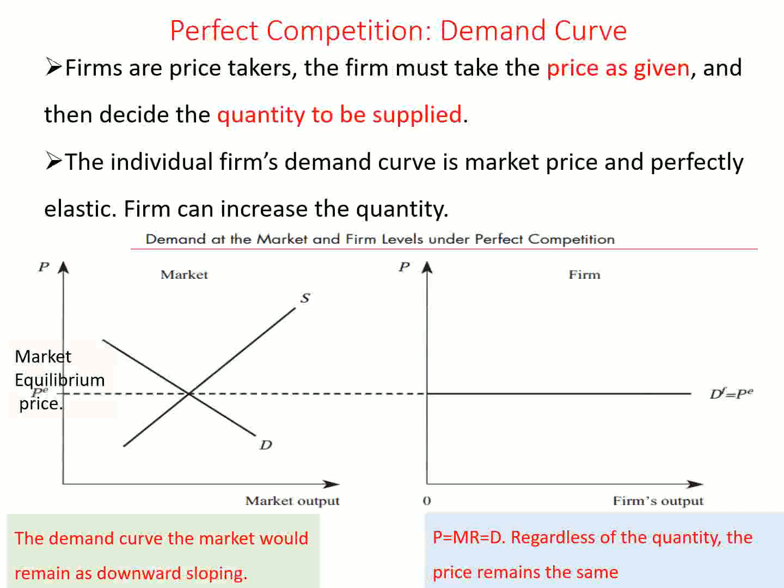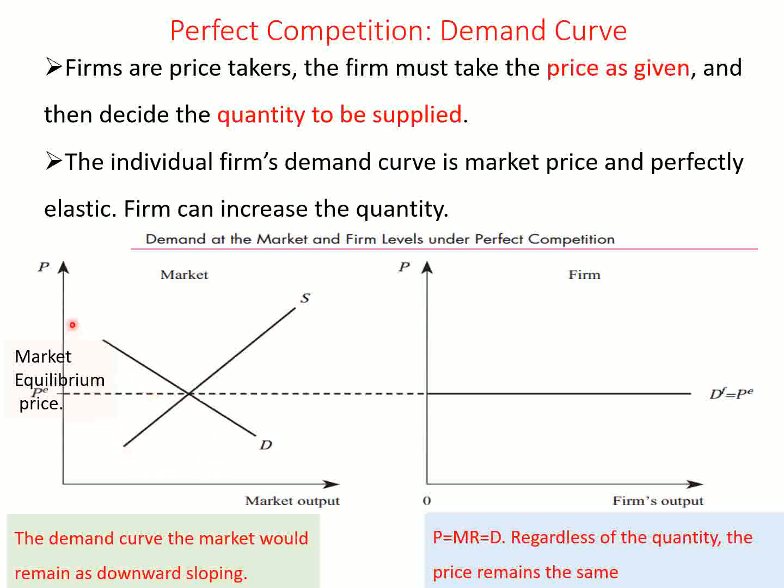Let's see the demand curve of the firm and the market. Firms, as I said before, are price takers. The firm must take the price as given and then decide the quantity to be supplied. In order to increase their revenue, a firm can determine the quantity to be supplied at the given price. They can increase their quantity supplied in order to increase their revenue, considering the price as given. The individual firm's demand curve is at the market price and perfectly elastic, and the firm can increase the quantity.